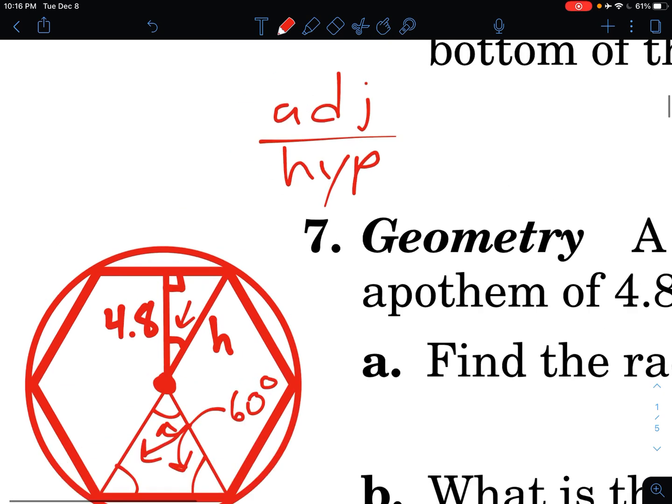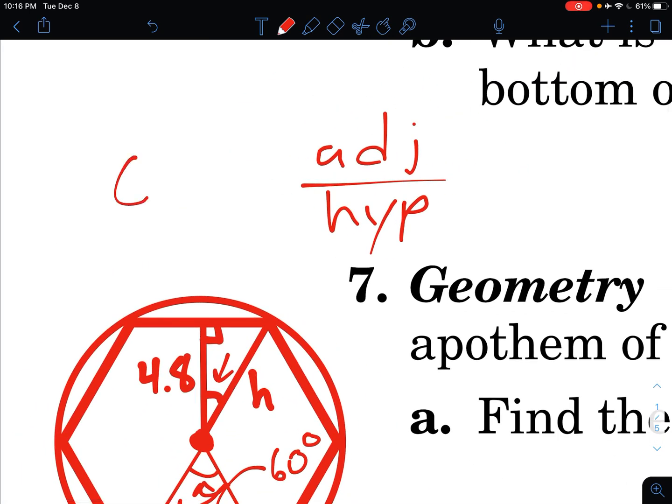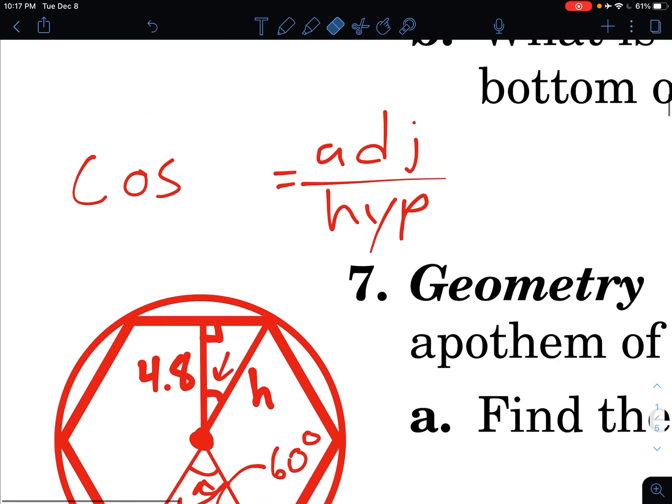Very good. We're going to be using cosine. So the cosine of theta is going to be equal to adjacent over hypotenuse. So we can plug in those values. Theta is 30 and adjacent is 4.8.